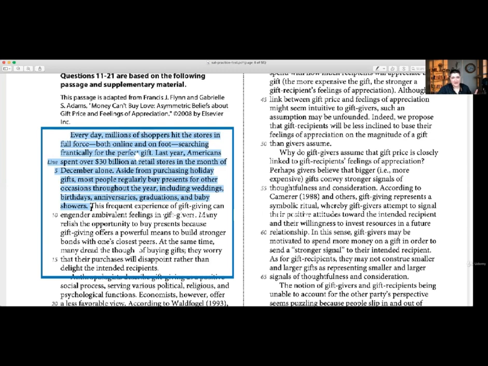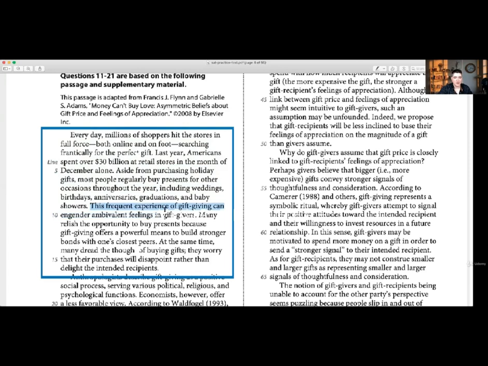Okay, so far we just have the author informing us of the fact that gift buying is a very big thing in America, right? That there are millions of shoppers every year, and that there are all these holidays where 30 billion are spent just over Christmas and so on and so forth. Okay, so we just have some introduction, and then on line 9 we have an interesting sentence.